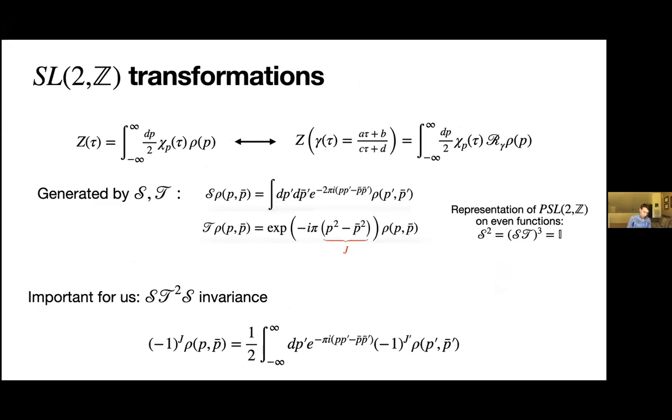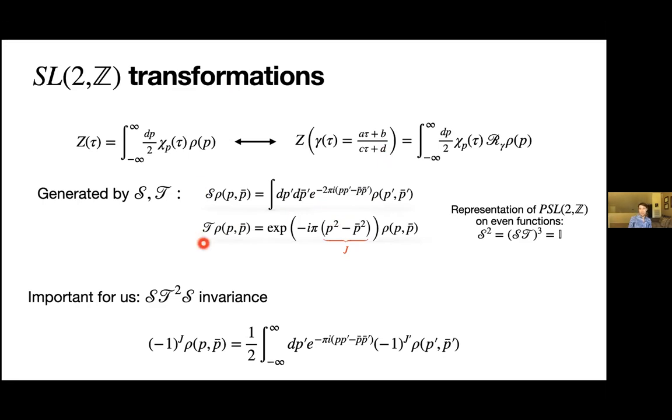So, to say something about this possible negative density of states, we need to use other SL2Z transforms, in particular this ST squared S transform. And it turns out that there's a generalization of this modular S transform being a Fourier transform to any one of these elements. In particular, the group is generated by S and T.